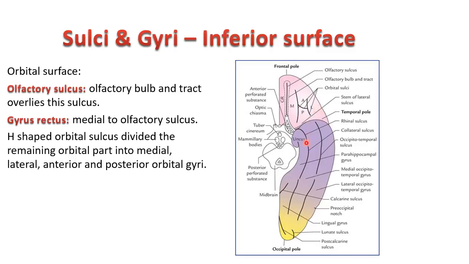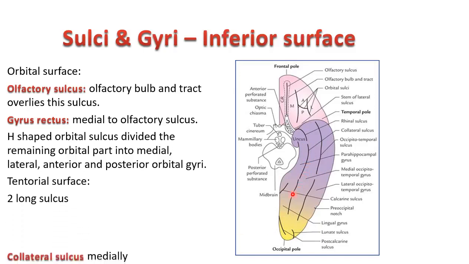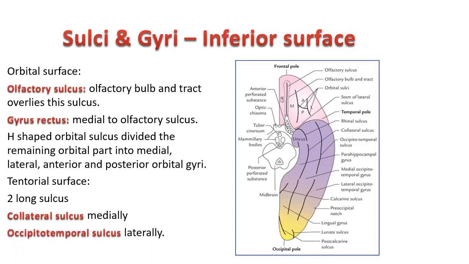Next, coming to the tentorial surface, you mainly come across two long sulci. The medial one is called the collateral sulcus, and the lateral one is the occipitotemporal sulcus. So medially you see the collateral sulcus, and laterally the occipitotemporal sulcus.